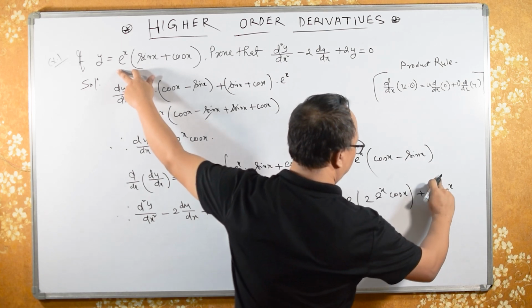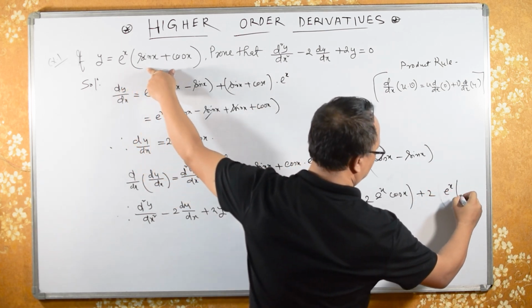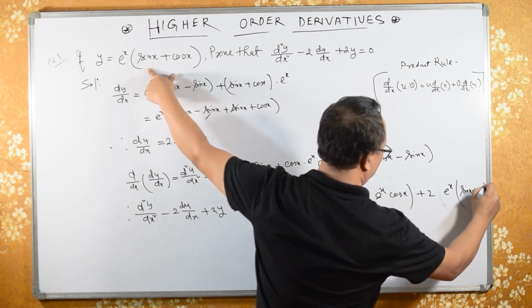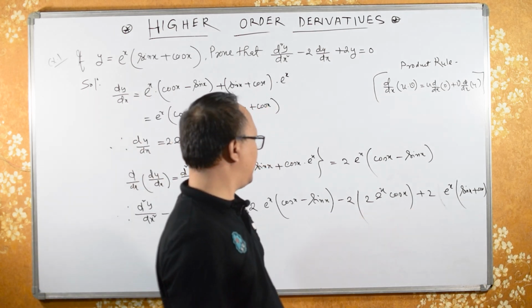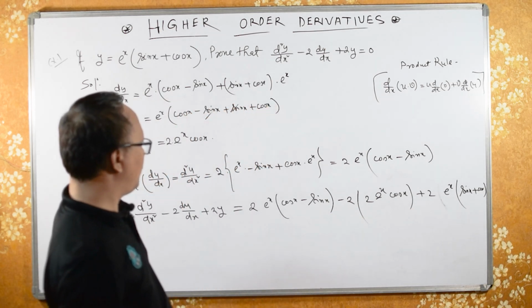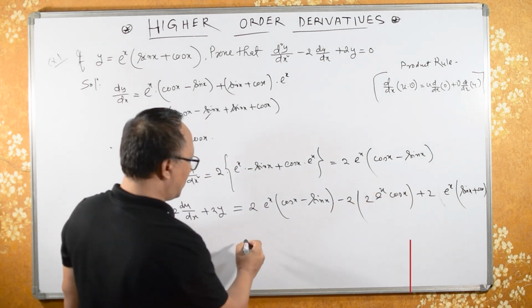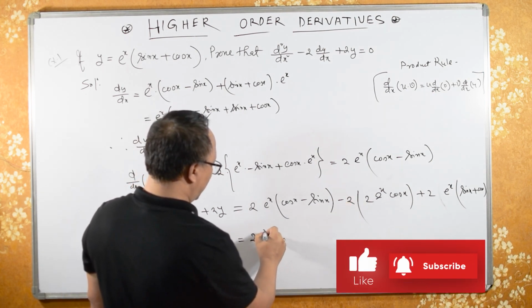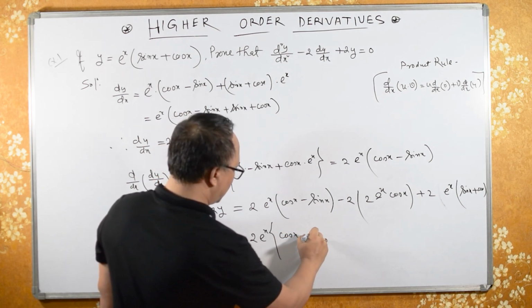I can take e raised to x common over here: sin x plus cos x. Now from all over here, I can take 2 common. Let's see. If I take 2 e raised to x common, what I'll get is cos x minus sin x.